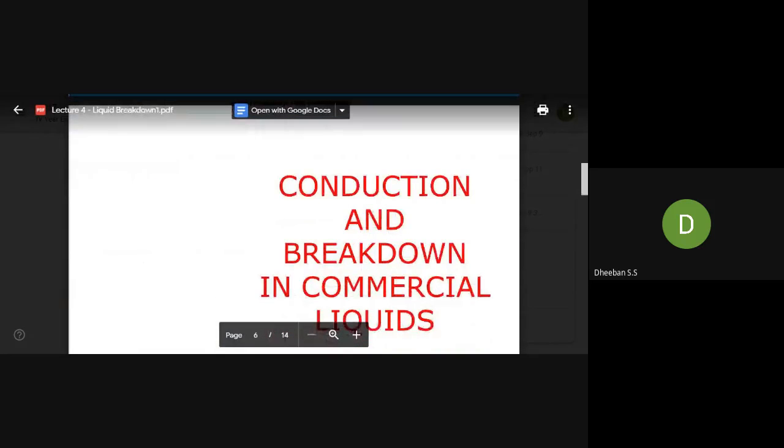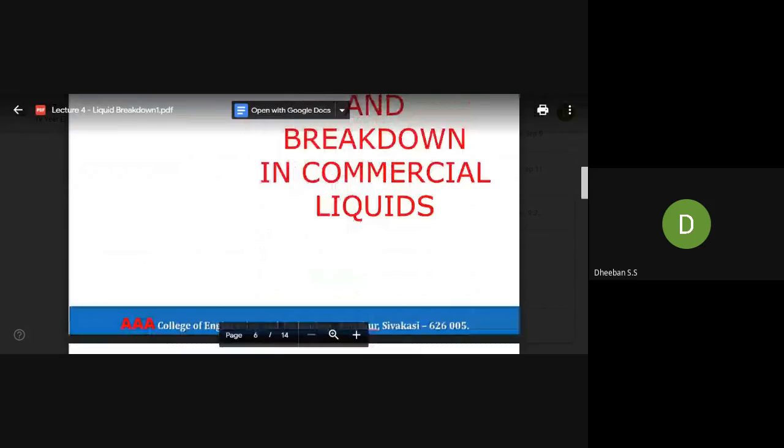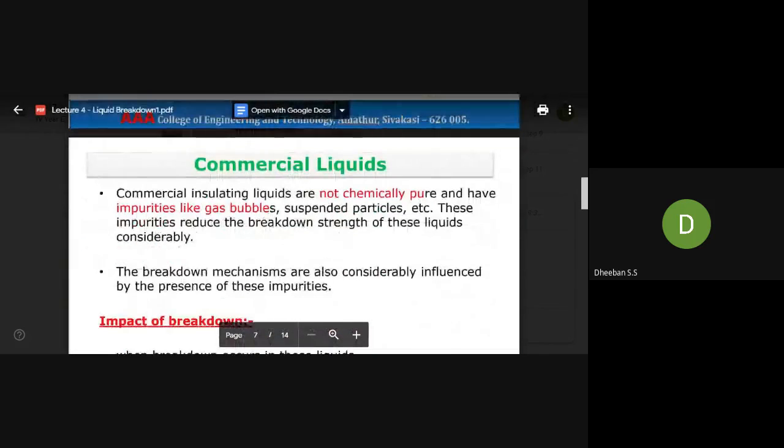So next, conduction and breakdown in commercial liquid. Commercial liquids, as I have said, are the liquids which are not pure. So they will have some impurities in them. What are those impurities? First one is the gas bubbles, followed by suspended particles. Suspended particles means some unwanted particles which will be floating in the liquid. These impurities reduce the breakdown strength of the liquids. The breakdown mechanisms are also considerably influenced by the presence of these impurities. So, based upon the type of impurity, the breakdown will also be affected.